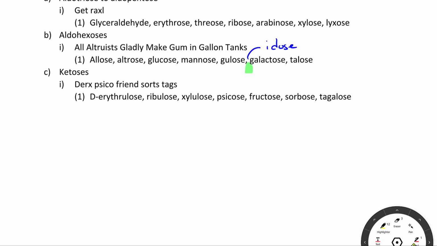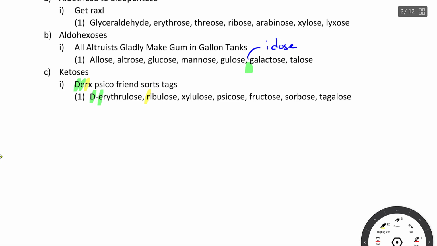And then the ketoses, I've actually never seen one for memorizing the ketoses. I've never looked for a standard one that people use. But I came up with this one years ago, and it's "Dirk Psycho Friend Sorts Tags." Like I said, it's not maybe the best one, but it works out okay. So I had to think of D, that's the D, and erythrulose, actually. You can get the erythrulose in there as well.